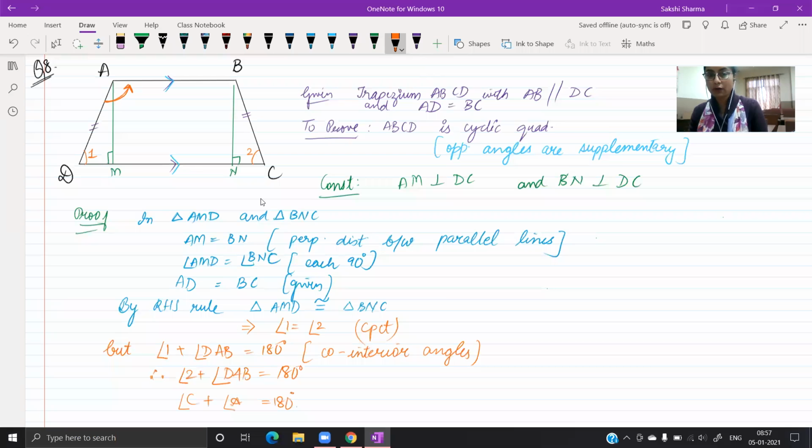So from here, what you have obtained is the sum of the opposite angles. One pair of opposite angles together equals 180 degrees, angle A and angle C. So this proves that one pair of opposite angles of this quadrilateral is supplementary, and hence you can say that this is cyclic.